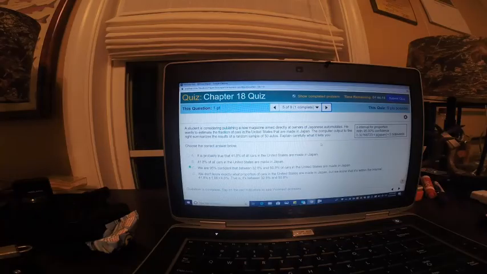This question says a student is considering publishing a new magazine aimed directly at owners of Japanese automobiles. He wants to estimate the fraction of cars in the United States that are made in Japan. A computer output summarizes the results of a random sample of 50 autos. Explain carefully what it tells you.